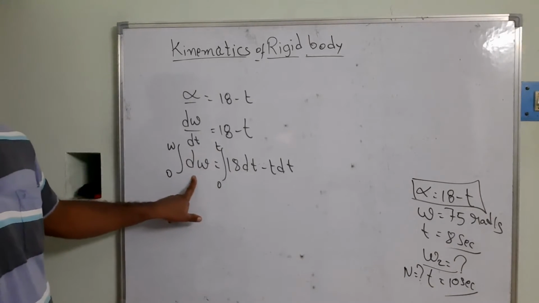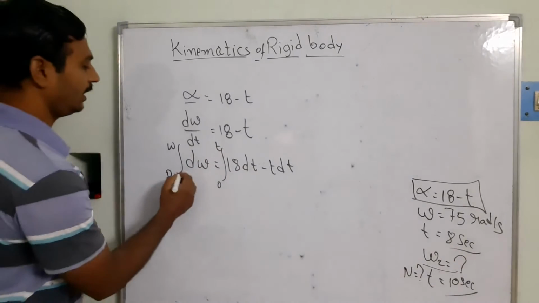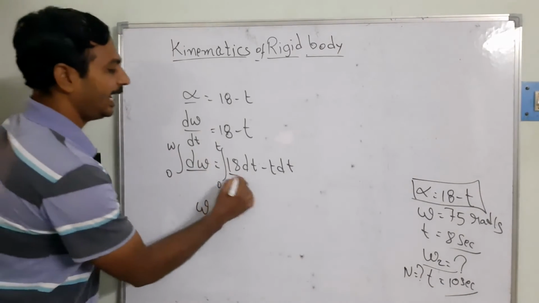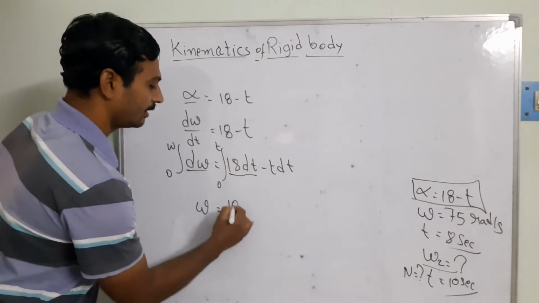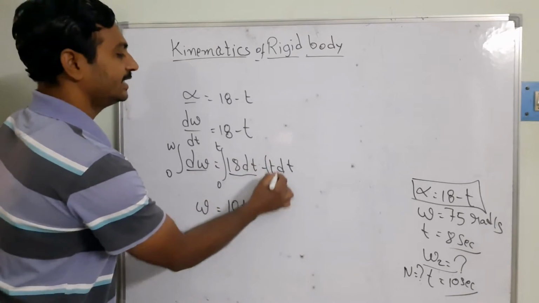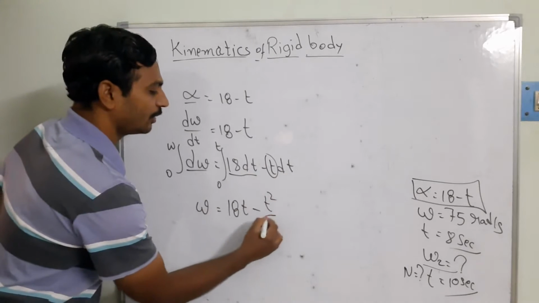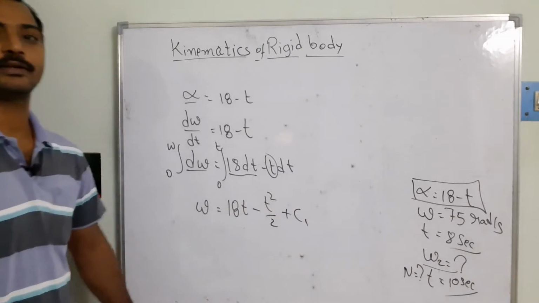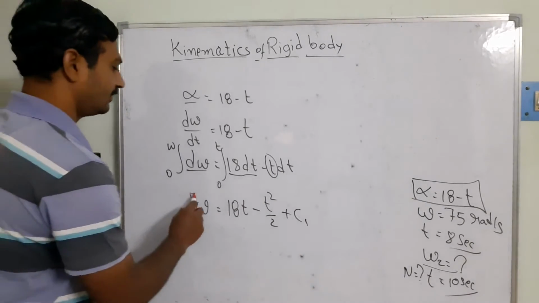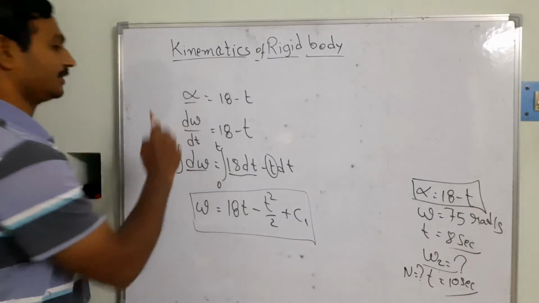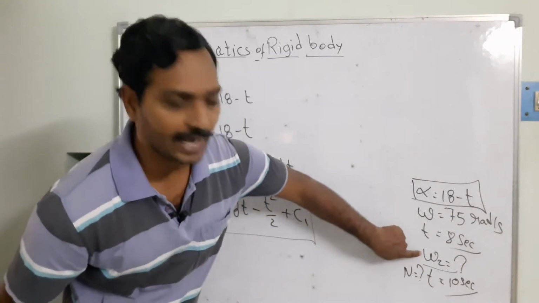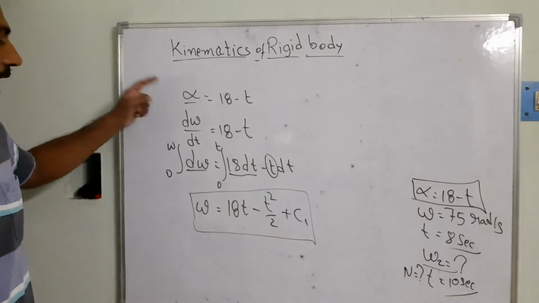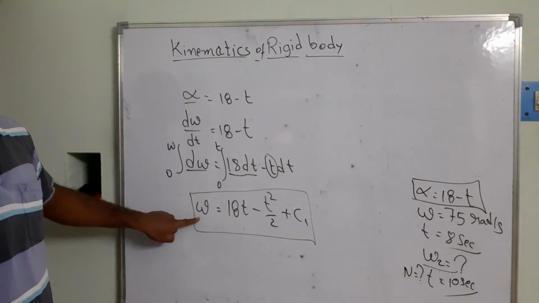Once I have this equation, the integral from 0 to omega gives omega, equal to the integration of 18 dt, which gives 18t, minus t, whose integration gives t square by 2, plus c1. This is the angular velocity equation, because we need to find the angular velocity at time t equal to 10 seconds. The given equation has been converted into the angular velocity.